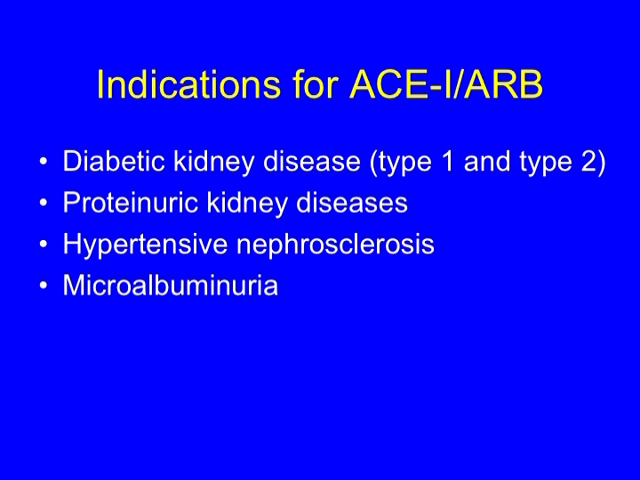So what are the indications for ACE inhibitors and ARBs? Well, we have very good evidence for diabetic kidney disease, both type 1 and type 2, that blockade of the RAS system is important. We know that in a variety of proteinuric kidney diseases, blockade of the renin-angiotensin system is important. We know from the AASK study that blockade of the RAS system is important for hypertensive nephrosclerosis. And we know that in microalbuminuria, blockade of the RAS system is important.